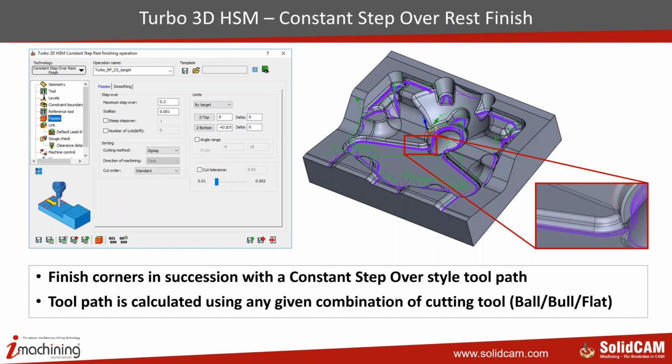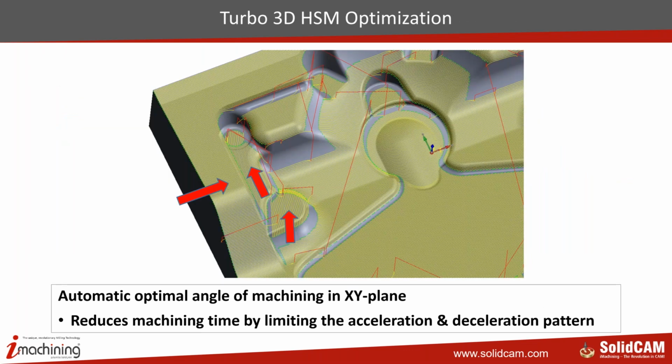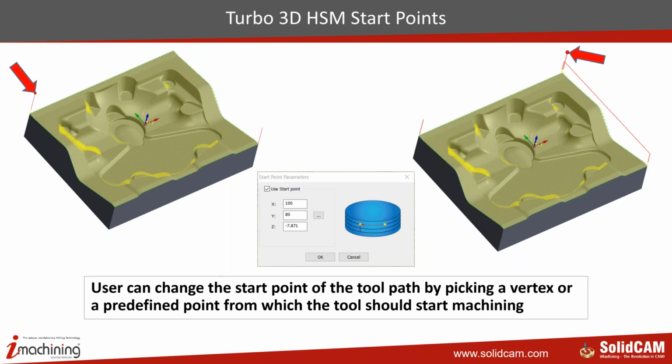We also have constant step over rest finish. Here again, in this strategy, you can use any combination of tools. You can use a ball nose tool, bull nose tool, or flat end mill. Okay, as I mentioned, you can use this optimum angle, and the software automatically generates the toolpath taking into consideration the most optimum angle. You can also control the start point where exactly you want to start the toolpath generation.